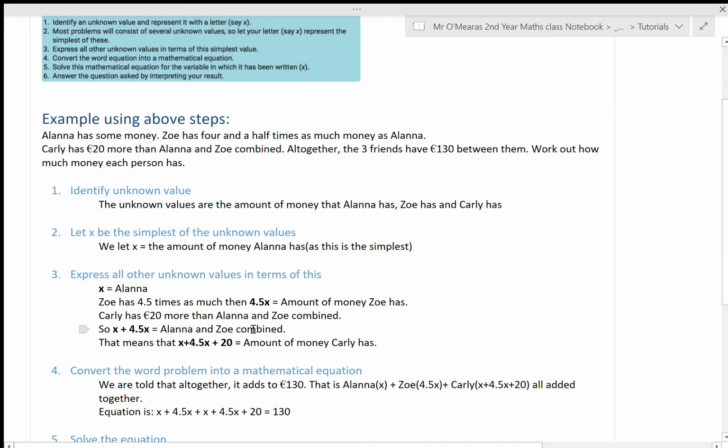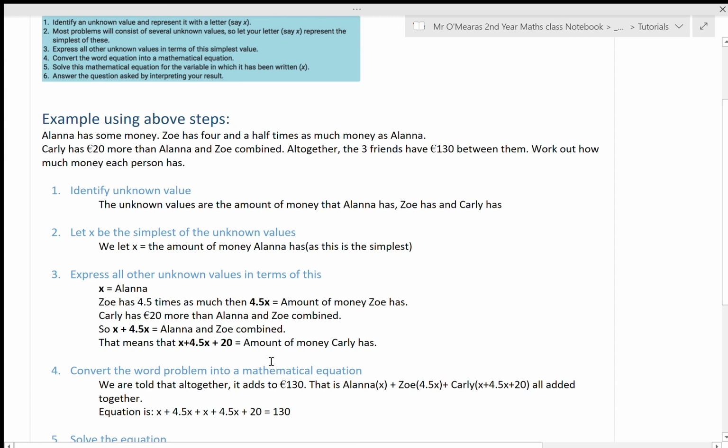So recognizing what each of these words means in terms of operations is an important part as well. So combined, so we have the word combined, basically means plus, so you add those together. So X plus 4.5x is the total of Alana and Zoe combined. Then once we know what that is, then we add on 20 to that. So X plus 4.5x plus 20 is the amount of money Carly has. X represents what Alana has, 4.5x represents what Zoe has, and then you're adding on 20 to that because she has €20 more than the 2 of them combined.